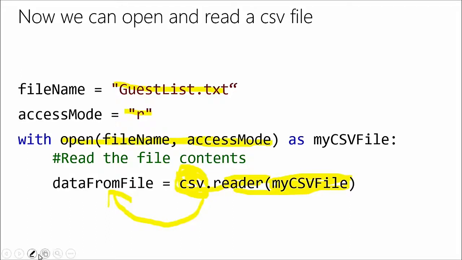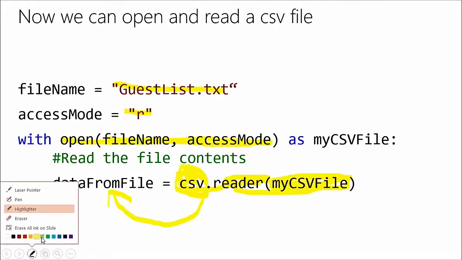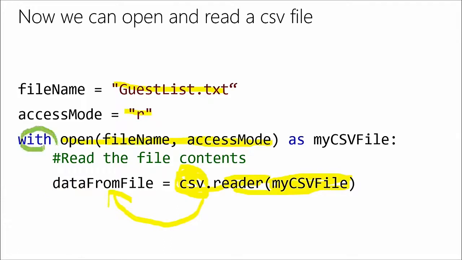Now, I have kind of cheated a little bit here and snuck in some new syntax that you haven't seen before. And that is right here, this word with, and the as my CSV file. We haven't seen this syntax before. I'm not actually executing a loop here, but it looks a little bit like a loop. It does, and again, I noticed the colon and the indentation.